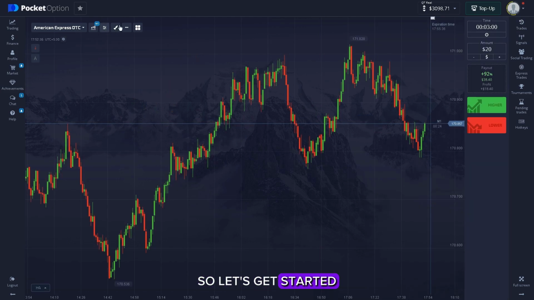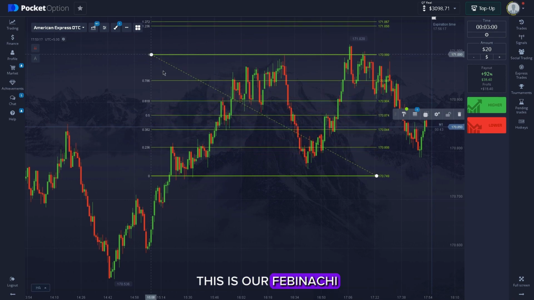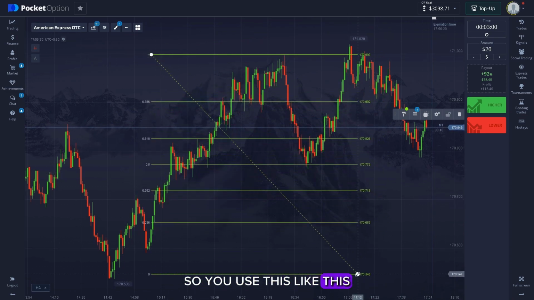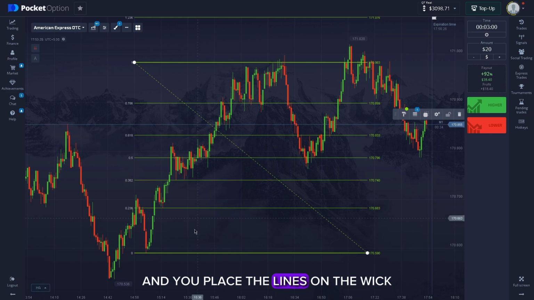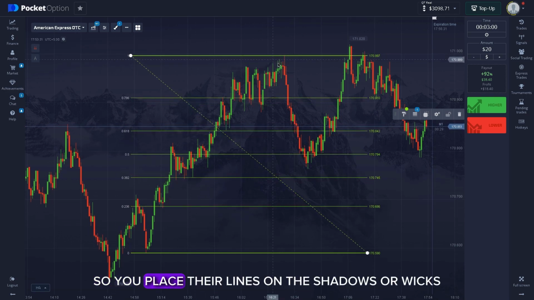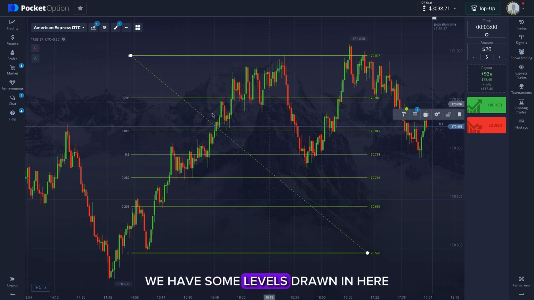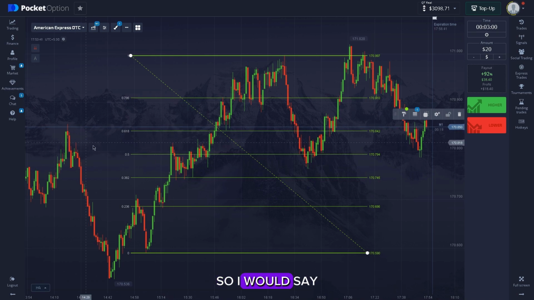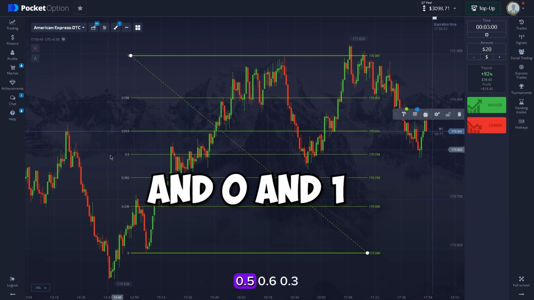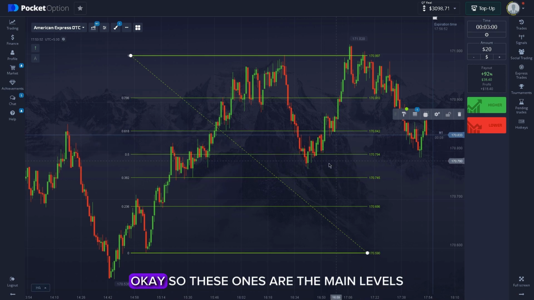So let's get started. First we will see what the Fibonacci looks like. As you guys can see, this is our Fibonacci. You use it like this and you place the lines on the wicks, or some people also call them shadows. Now as you can see, we have some levels drawn in here. I would say the main levels are just like these: 0.5, 0.6, 0.3. These are the retracement levels, okay? These ones are the main levels.